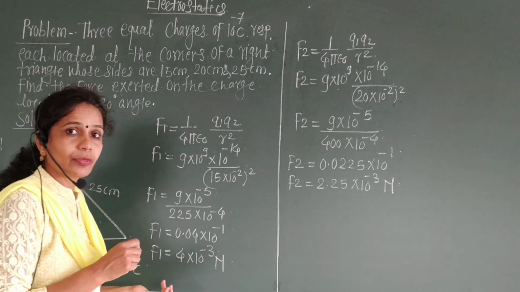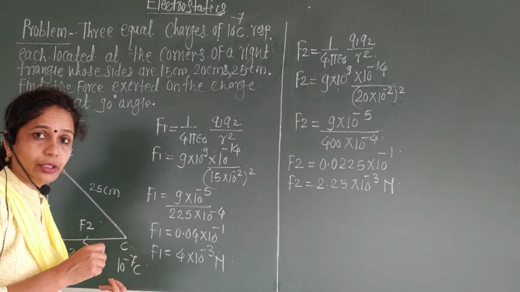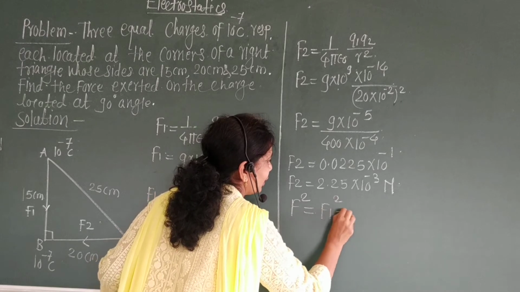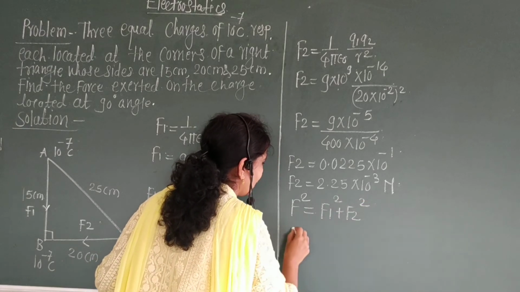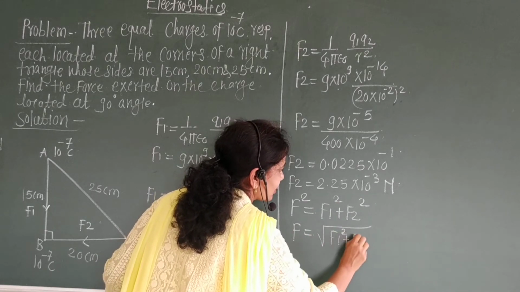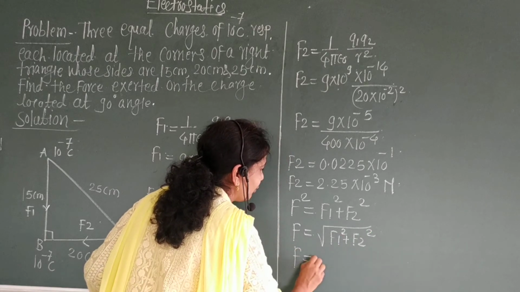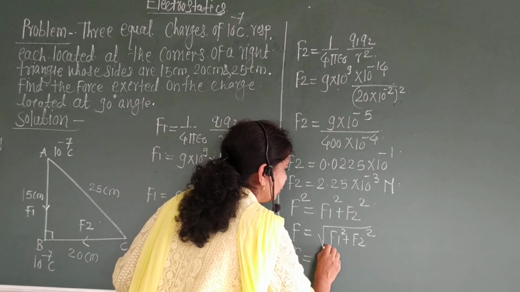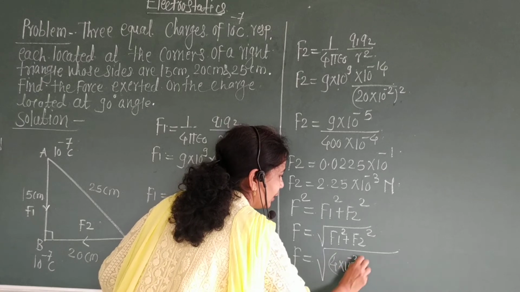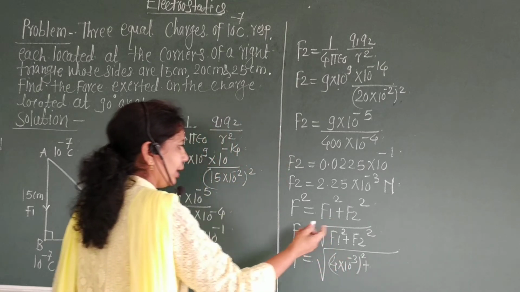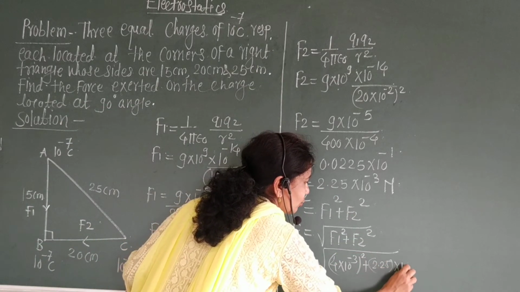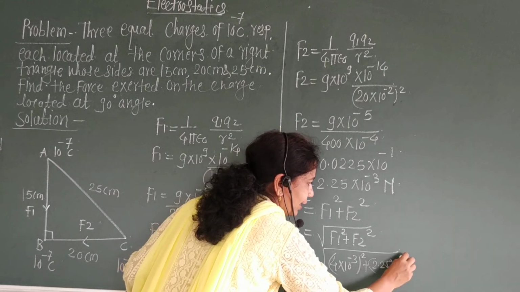Okay, now net force acting on B. Therefore, use the Pythagoras theorem. F square is equal to F1 square plus F2 square. Therefore, F is equal to the under root of F1 square plus F2 square. Therefore, F is equal to the under root of F1 square is 4 into 10 raised to minus 3 bracket square plus F2 square 2.25 into 10 raised to minus 3 bracket square.